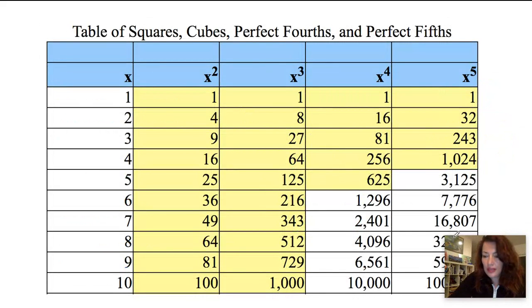Now here is a list of all perfect squares, cubes, fourths, and fifths. And of course, it's just a chart. You can always multiply it out.